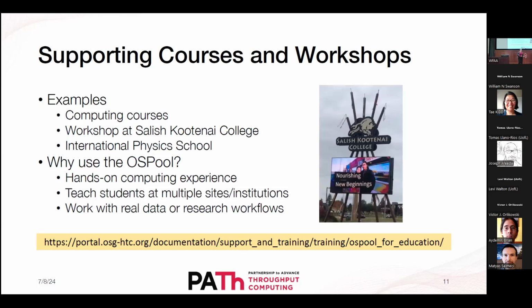Along those lines of training, another community activity that we're a part of is supporting courses and workshops. There's some examples listed on this slide. Again, if there's anybody who is teaching or running a course and wants to incorporate high throughput computing and expand the community that way, we have a link here with some tips and suggestions, and you can always work with us, the facilitation team, on how you want to approach this.